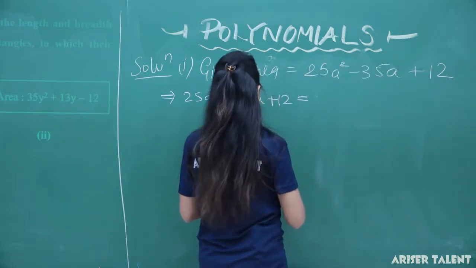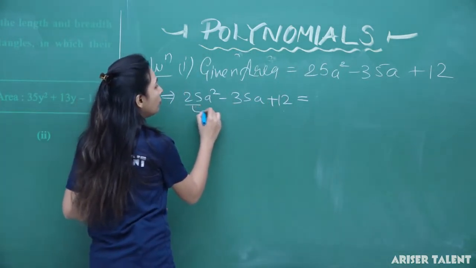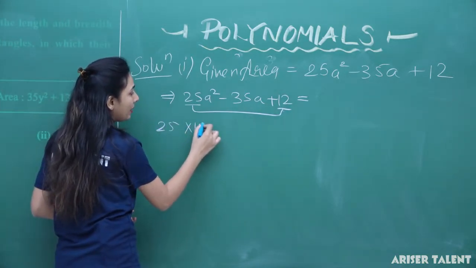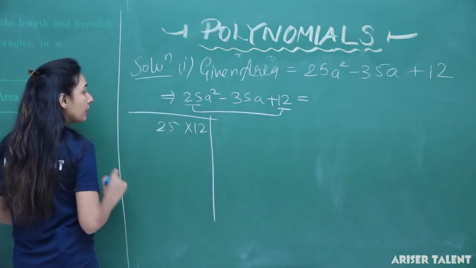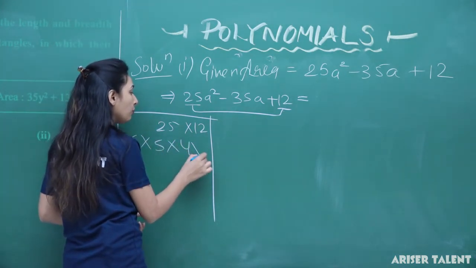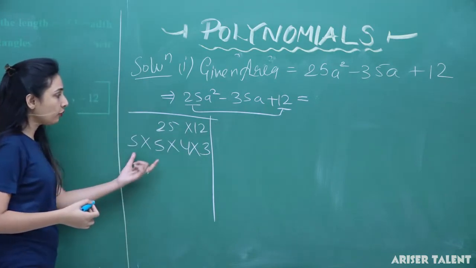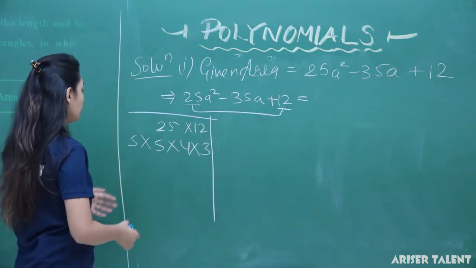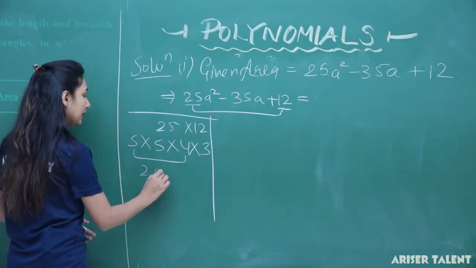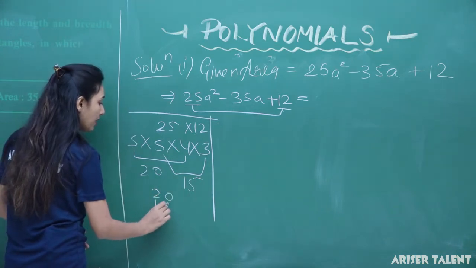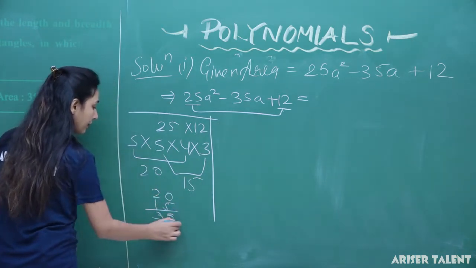We have this as it is, now 12 and 25. So that will be 25 multiplied by 12. This is in the rough work, okay. So that will be 5 multiplied by 5 multiplied by 4 multiplied by 3. Now you have to make factors such that you will get minus 35a. So you will get this 20 here and this 15 here. Now 20 plus 15 is 35, okay.